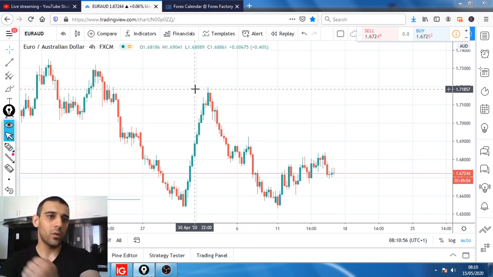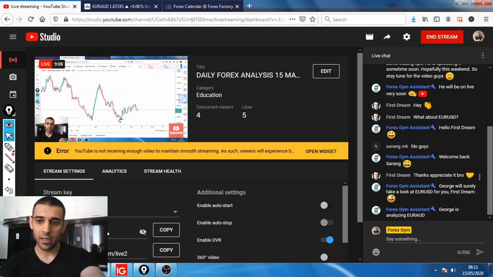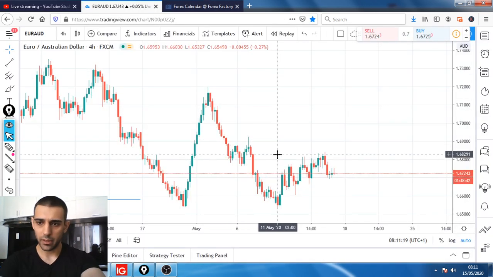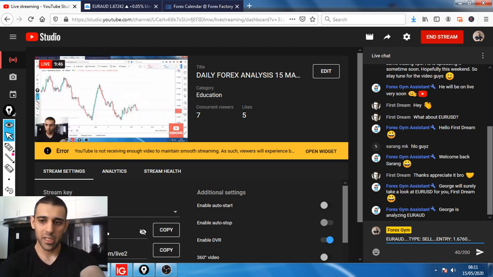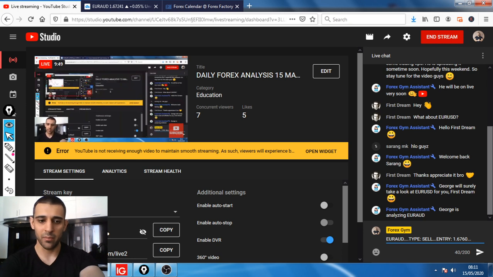So I'm going to write the levels in the chat box, so don't worry if you missed any of what I just said. So let's write EUR/AUD, type is sell, entry at 167.60. That's the potential entry. It doesn't have to be the exact level. I would say it's a potential entry, so about around that number, but it can differ by a few pips, so there's nothing wrong with that. So don't take it as the exact metrics, so to speak.